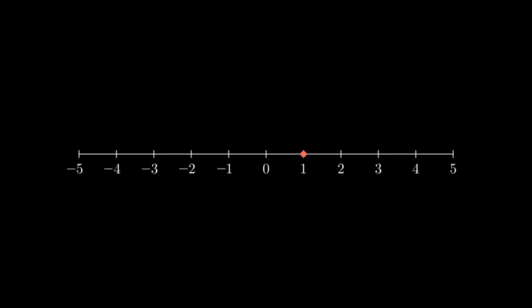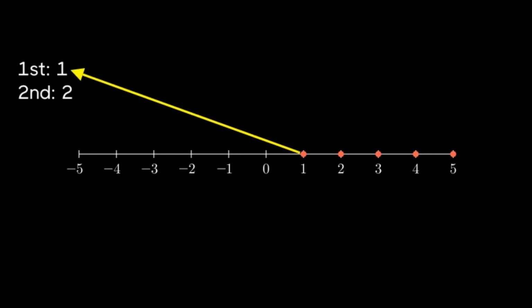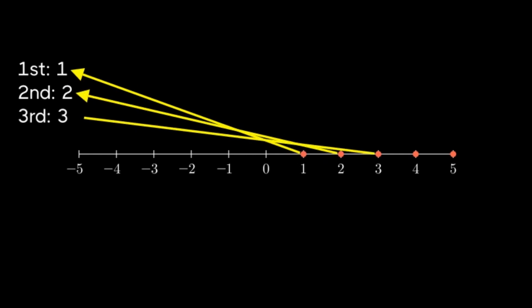Let's begin our exploration of countable infinity with a number line spanning from -5 to +5. We'll now highlight the positive integers from 1 to 5 with red dots. These represent the natural numbers, which form the basis of countable infinity. On the left side of the screen, we'll create a list. This list will demonstrate how we can systematically count these numbers, a key aspect of countable infinity.